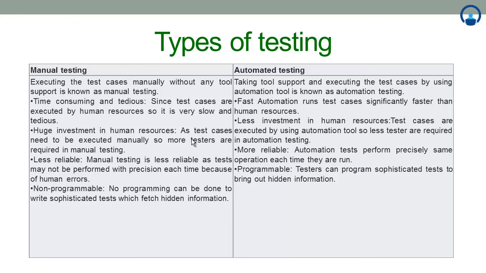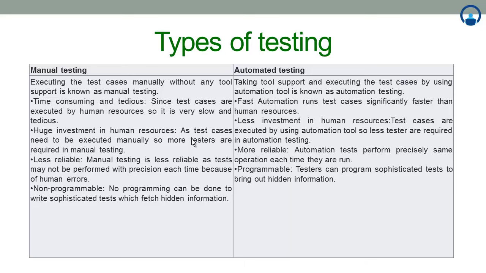Manual testing is time consuming and tedious. Since in manual testing the test cases have to be executed by humans, it takes more time, and it's also tedious. On the other hand, automation testing runs the test cases significantly faster than human resources. Since this testing is done via automation testing tools, the process is faster in automated testing.